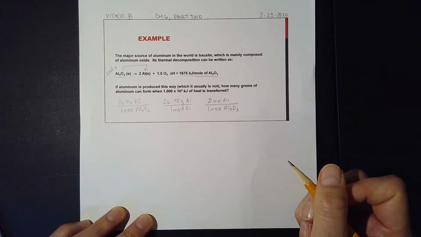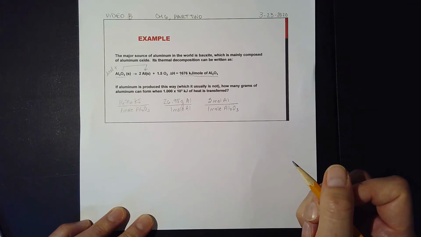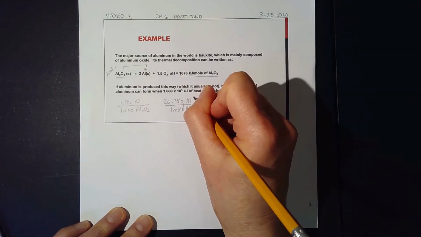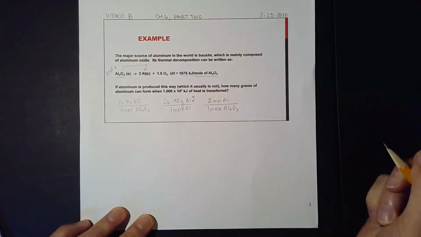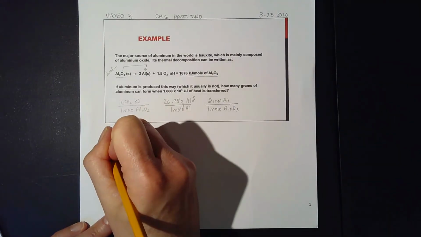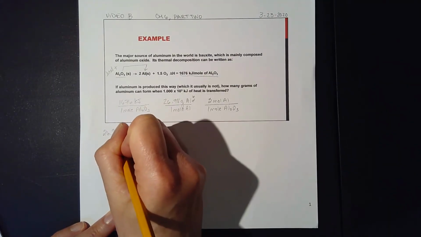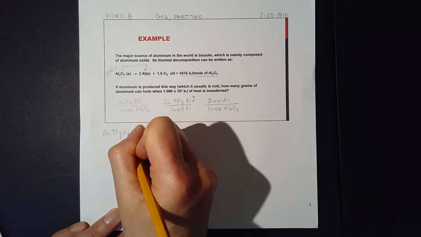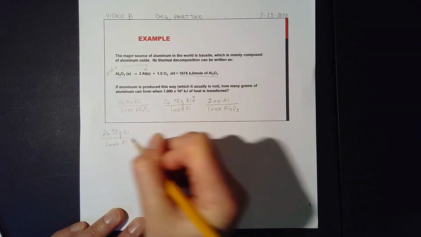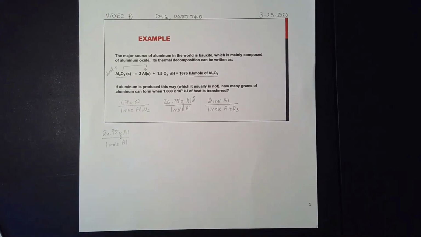Okay, so I'm interested in ending up with mass of aluminum. So that is what I want to end up with. So I'm going to have that on the top. And I'm going to go ahead and start out my dimensional analysis with that on the top. That ensures that you're not going to end up with your answer flipped over.